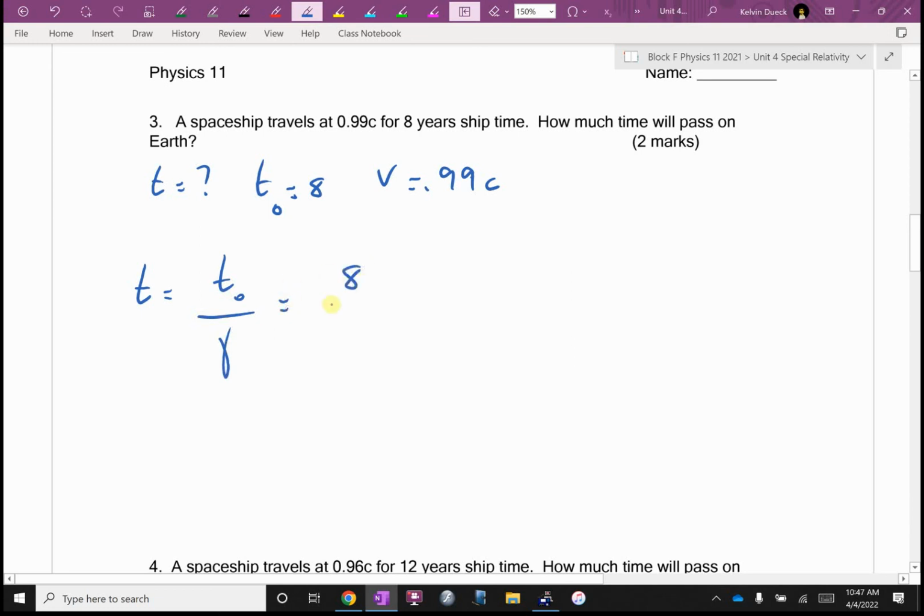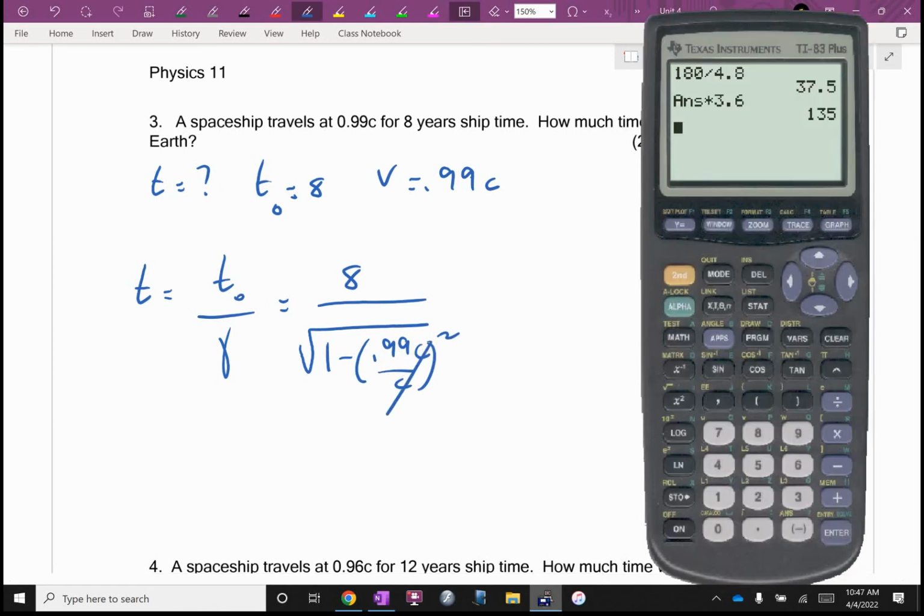It's going to be 8 divided by the square root of 1 minus 0.99c over c all squared. Do you see? Yes, I see. It's going to be 8 divided by the square root of 1 minus 0.99 squared. And I get 56.7. Is that correct?